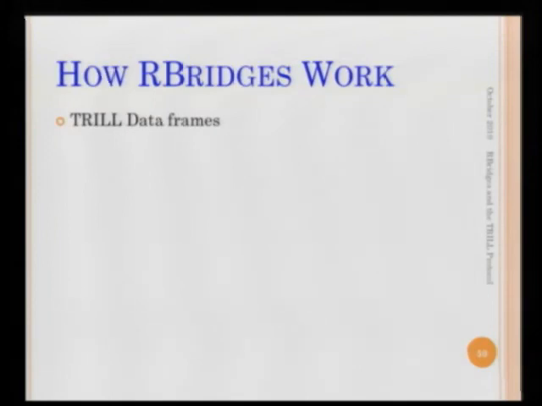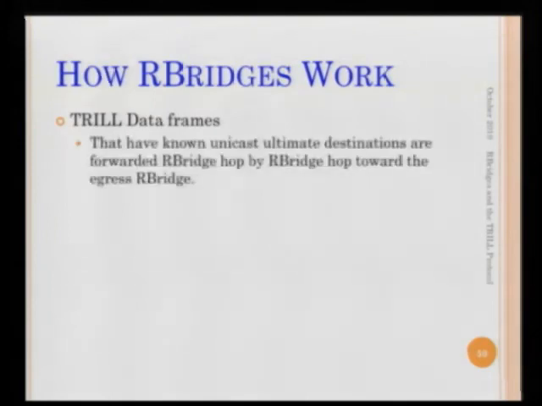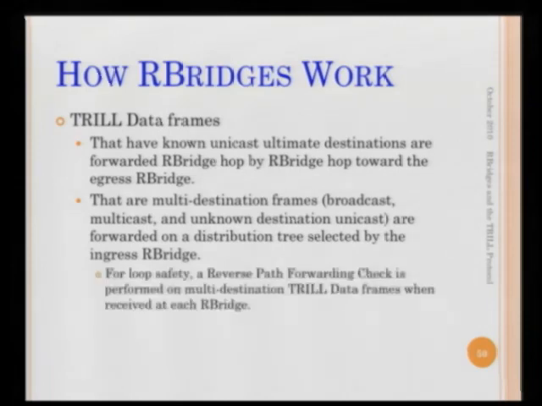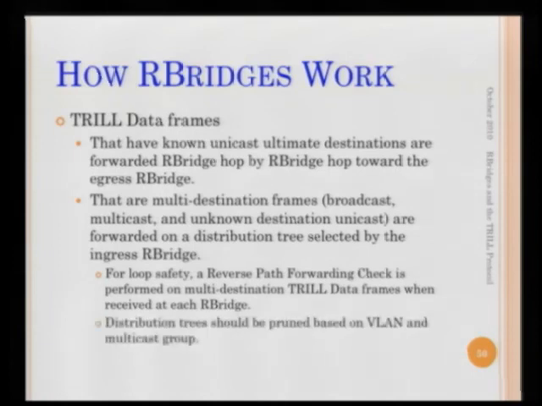So TRILL data frames, if they have a known unicast destination, they're just forwarded RBridge hop by RBridge hop with standard routing techniques to the egress. If they're multi-destination frames, including broadcast, multicast, and unknown destination unicast, they're forwarded on a distribution tree selected by the ingress RBridge. So for loop safety, the multi-destination frames are subject to a reverse path forwarding check as they're received by each RBridge, because they're a little more dangerous because they can fork. The distribution tree can have forks, so you get multiple copies of frames. So you want to be particularly careful about them.